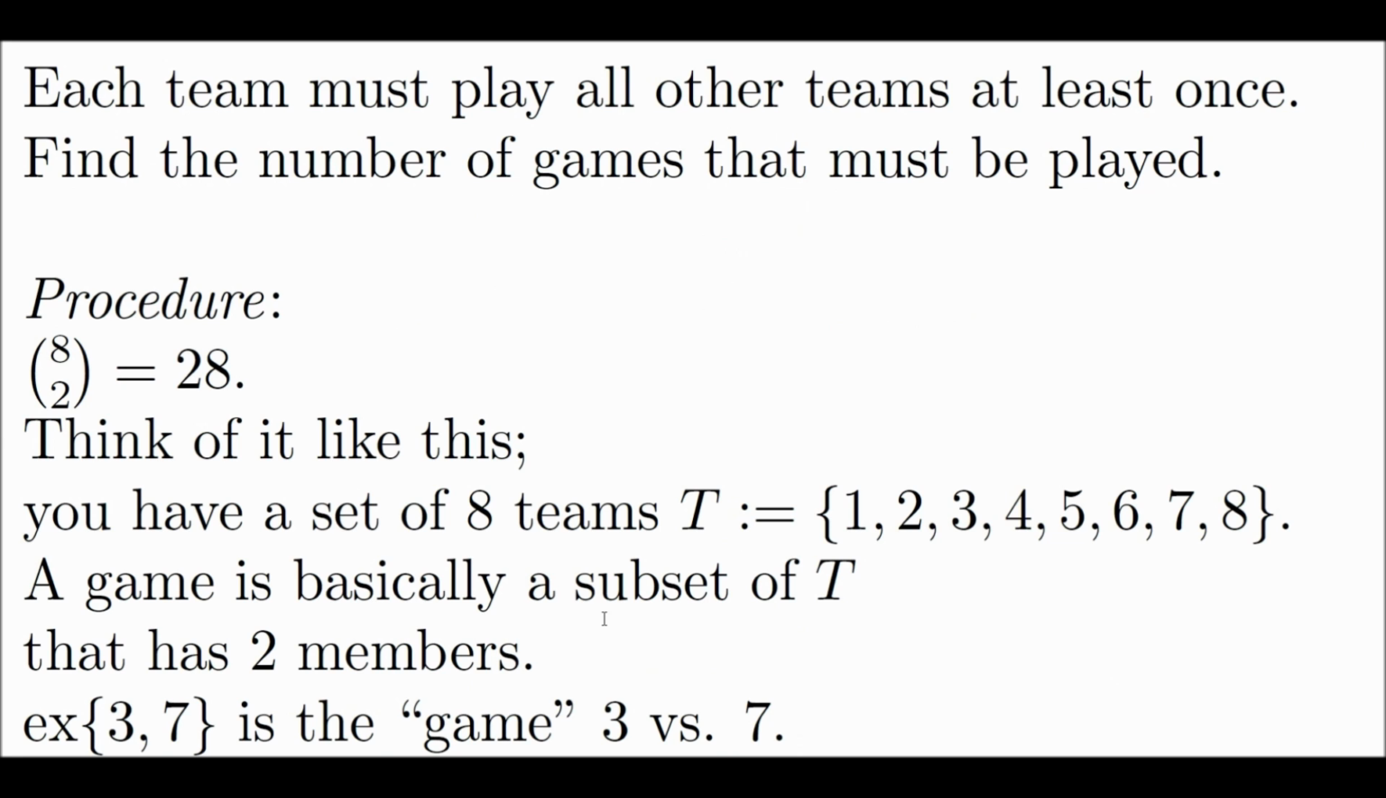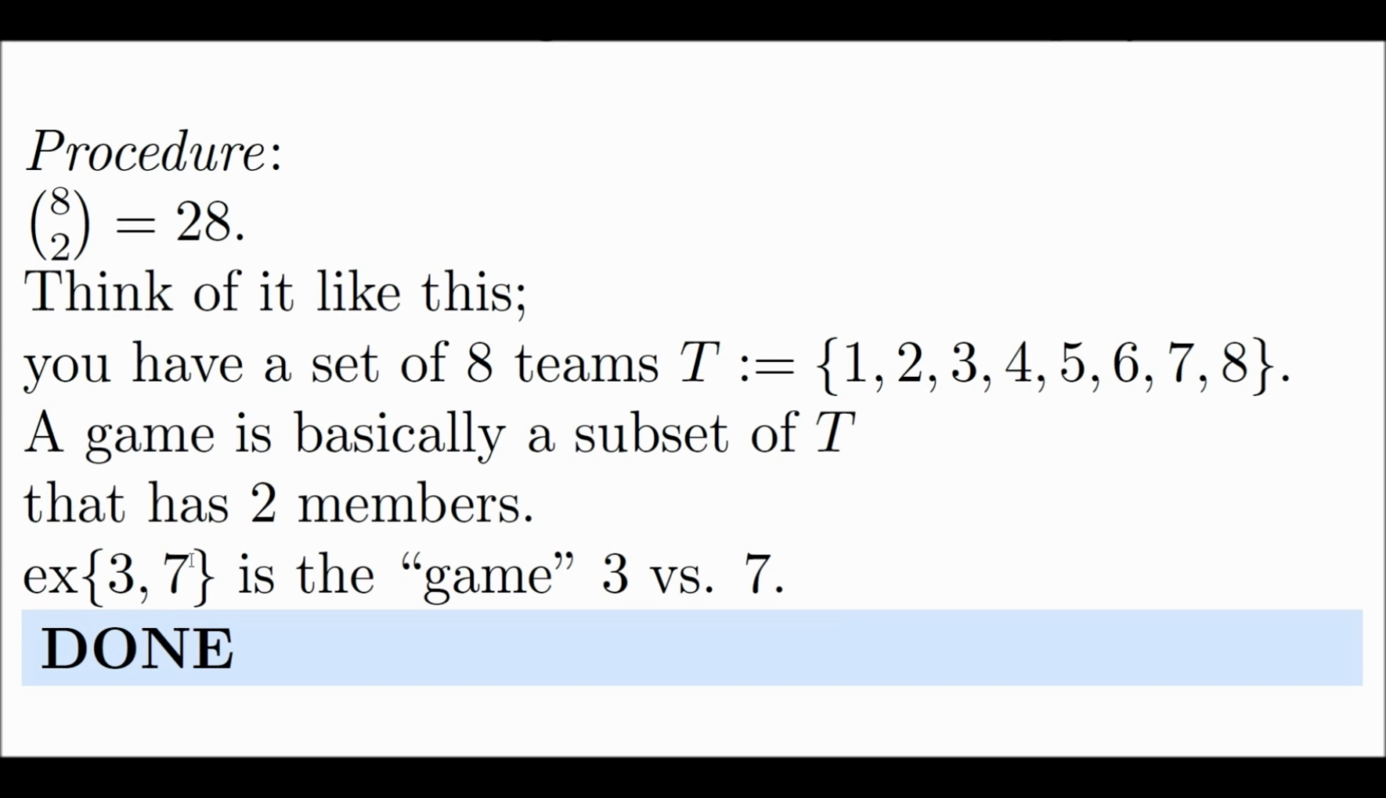Think of a game as a subset of T that has 2 members. For example, this subset of T, {3, 7}, you can think of that as the game of 3 versus 7. And the order doesn't matter here. So the game 3 versus 7 is the same as the game 7 versus 3. So if I want to count the number of games I could form, I'm just going to count the number of subsets of size 2 I could form here. And the number of subsets of size 2 is going to be 8 choose 2.